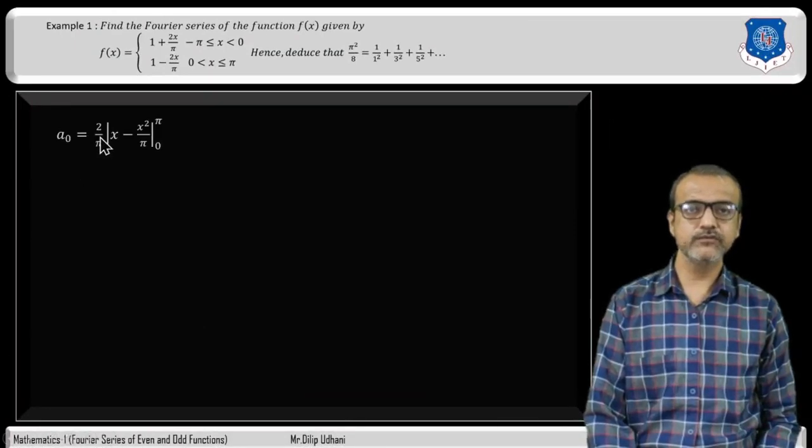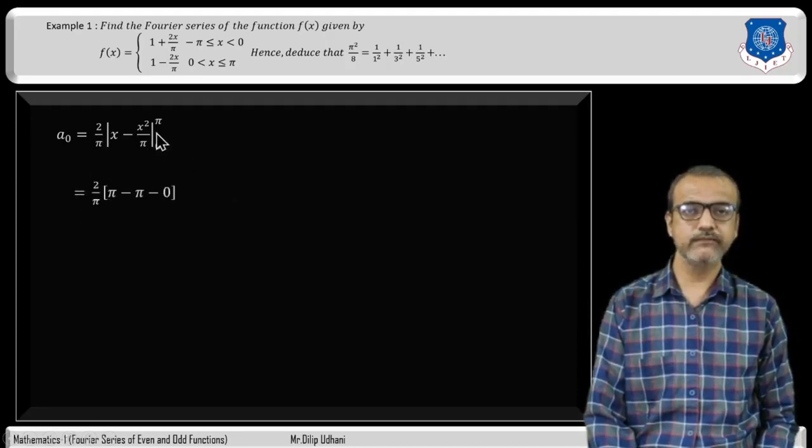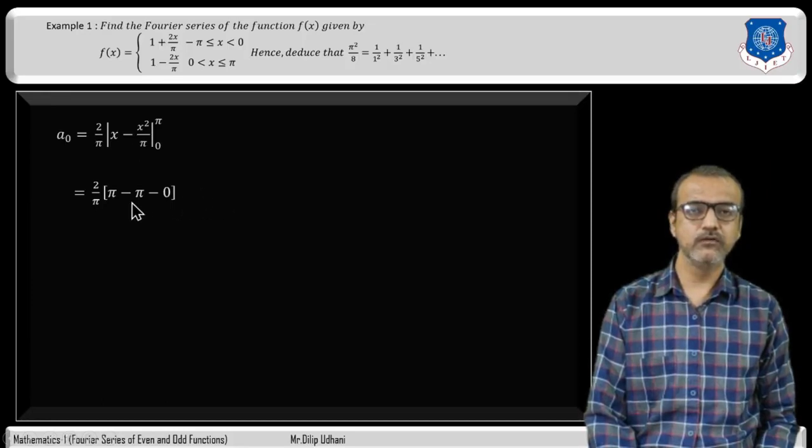So a0 equals 2 upon pi times x minus x square by pi, and the limit is from 0 to pi. So 2 by pi will be as it is. Now replacing x by pi, so pi minus pi square by pi, it is minus pi, and for the lower limit 0, both the terms will become 0. Now pi minus pi is 0, and if you multiply 0 by 2 by pi, the result is 0. So the value of a0 is equal to 0.